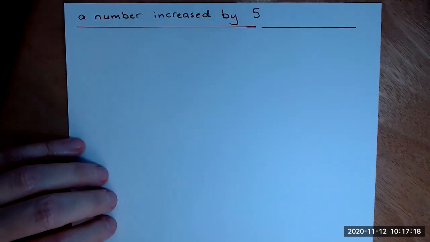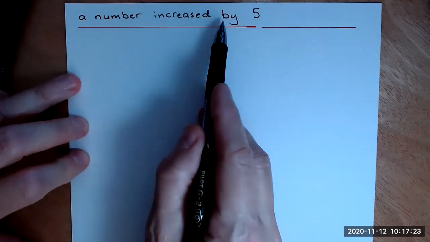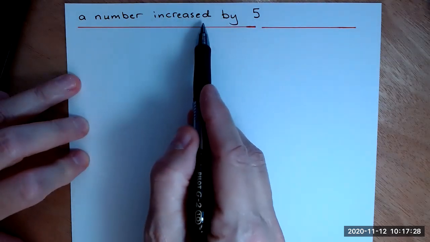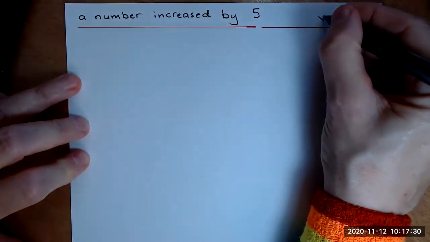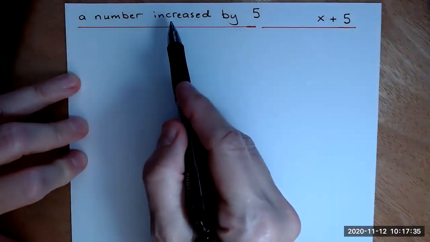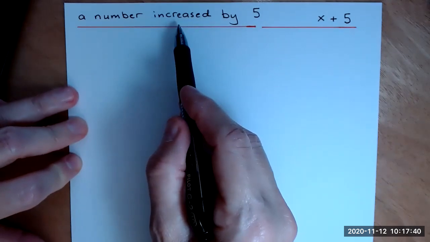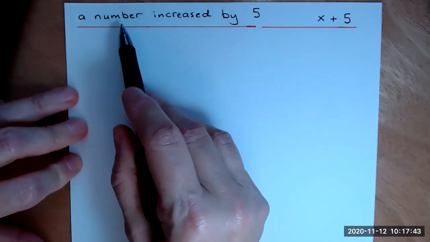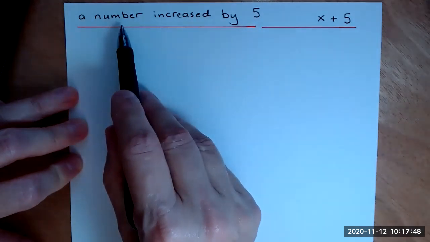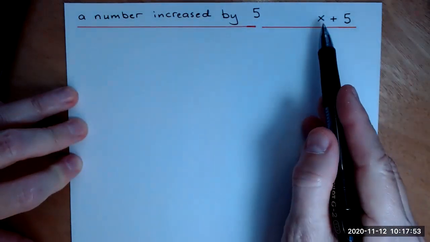All right, let's practice some translations. So if you see a number increased by 5, increased by means plus. So that's X plus 5. And sometimes people confuse this with multiplication, but let's think about it this way. If the price of something was $20 and then it increased by 5, it wouldn't be 20 times $5. It would be 20 plus $5 or $25.